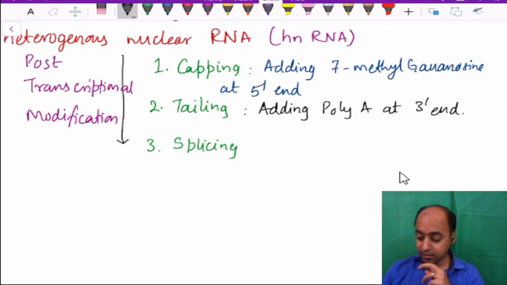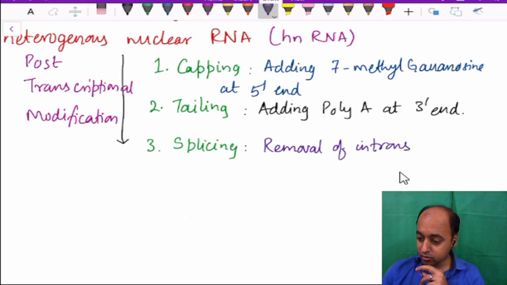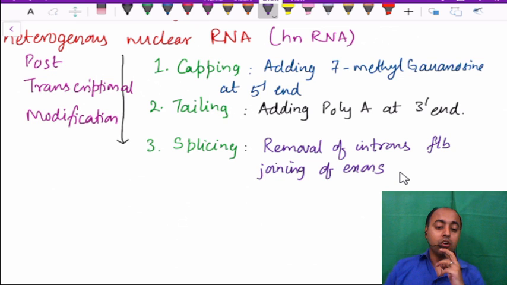And in splicing, two things happen. First, removal of introns, followed by joining of exons. Removal of introns followed by the joining of exons. So we have the capping, tailing and splicing. Okay, we'll talk about them one by one.